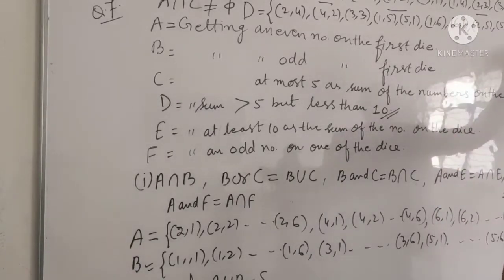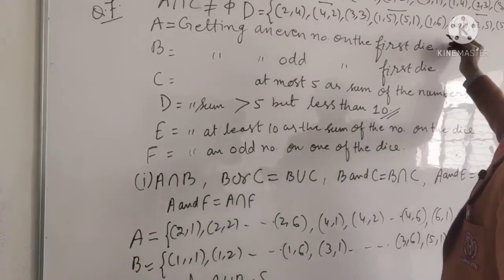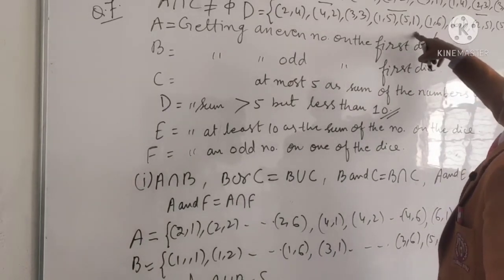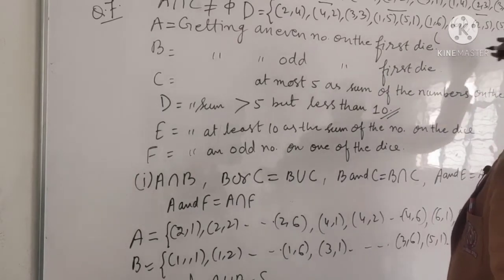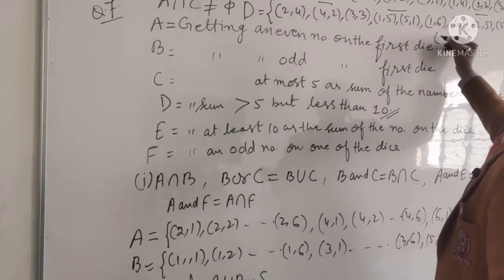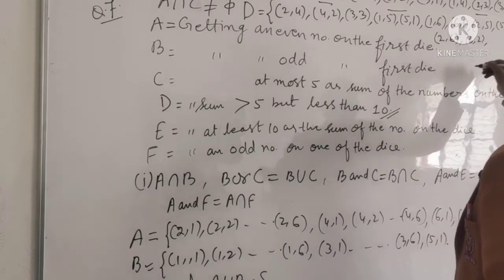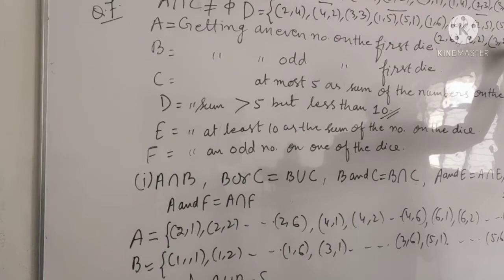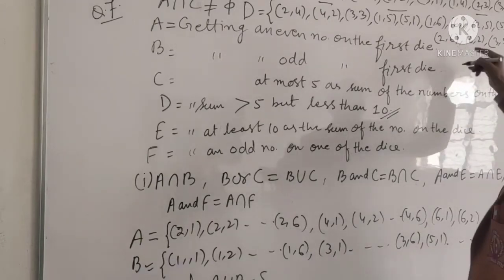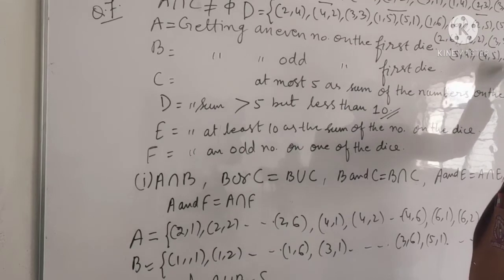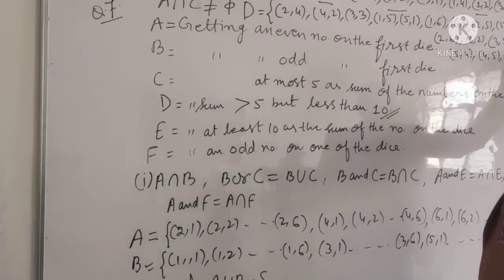Okay, then sum is 8. Now there is sum 6, sum 7, then sum 8. So the sum 8 is 2,6; 6,2; then 3,5; 5,3; then 4,4. Then sum is 9. 9 is 5,4; 4,5; 3,6; and 6,3.